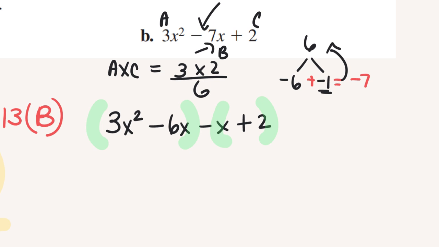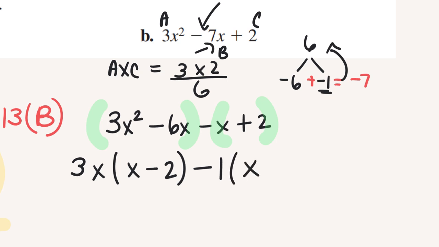3x, and I'm left with x minus 2, minus 1, because there's nothing I can factor inside. And I'm going to have x minus 2. The reason it's minus 2 is because if I was to distribute, negative 1 times x will give me negative x, and negative 1 times negative 2 gives me positive 2.